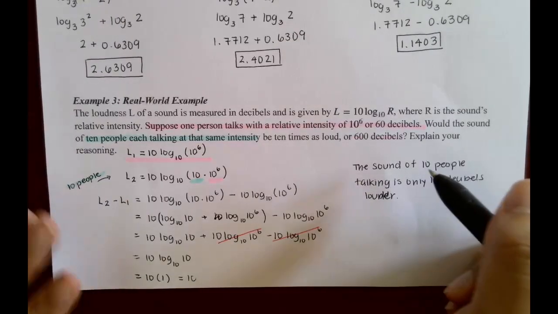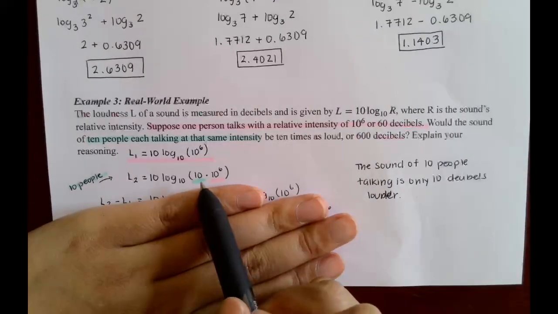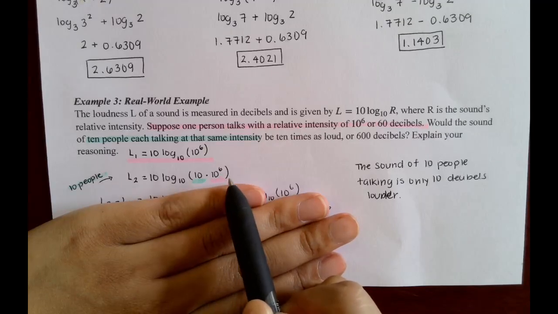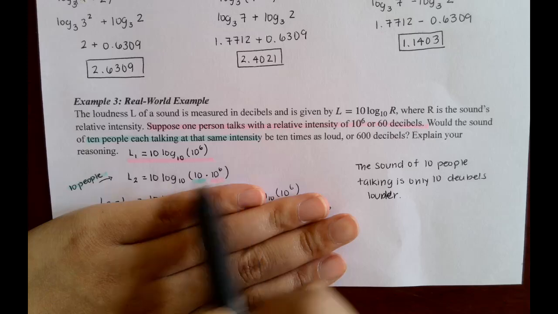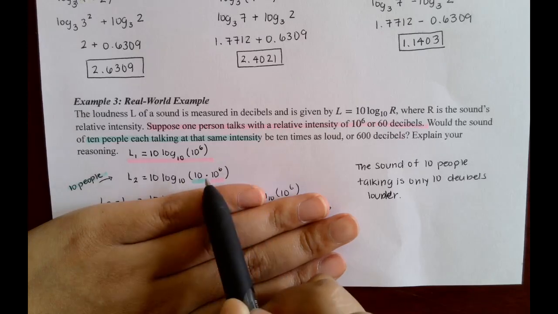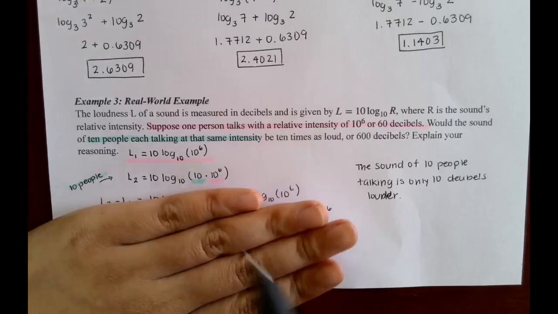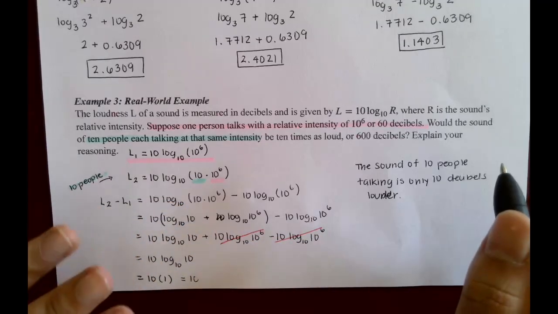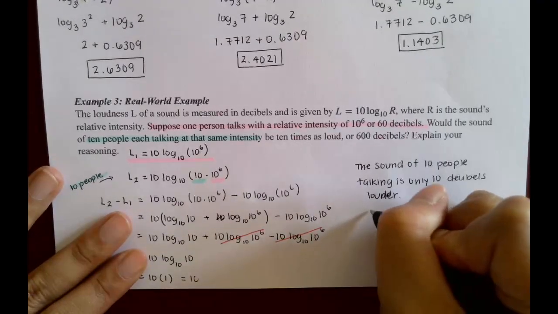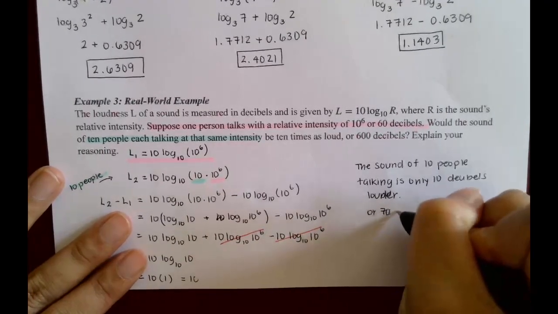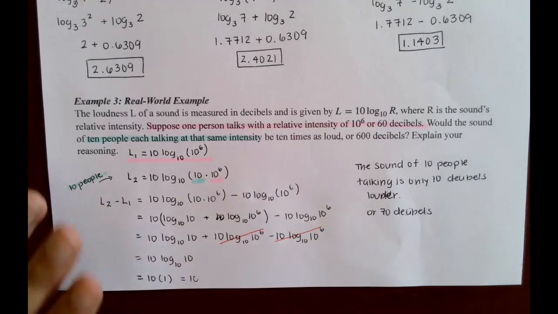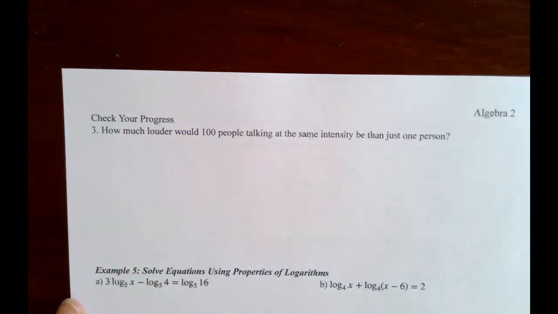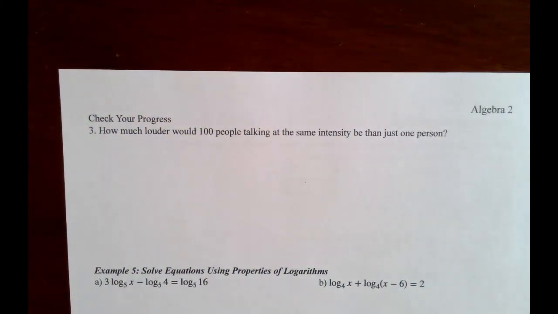Or another way to think about it: 10 to the first times 10 to the 6th is 10 to the 7th. 10 times what power gives 10 to the 7th? That's 7, so 10 times 7 is 70 decibels. So it's 10 decibels louder, or 70 decibels total. 10 people talking is only 70 decibels. And there you go. So why don't you try CYP3, and then once you're done, come check your answer.